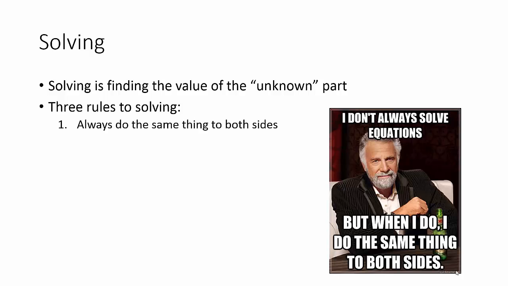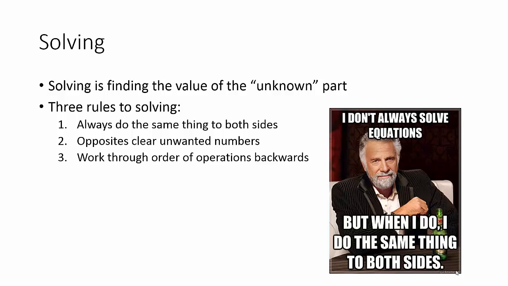As we do that with linear equations, we really have three rules that solve all of our equations. The first, and most important, is that we must always do the same thing to both sides of the equation. As Mr. Dos Equis here tells us, he doesn't always solve equations, but when he does, he does the same thing to both sides. Very important. As we're doing the same thing to both sides, opposite operations clear unwanted numbers so that we can get at that variable or that unknown part that we're looking for.